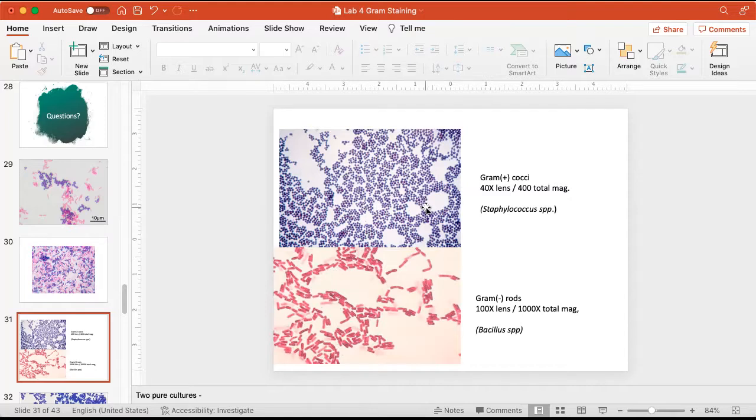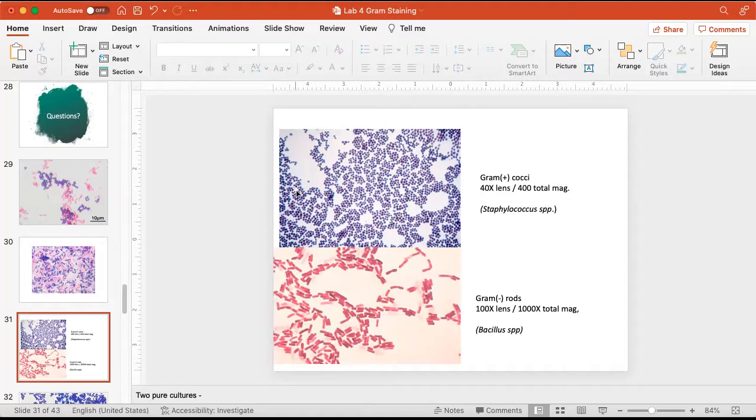This one happens to be a Staphylococcus. This one happens to be a Bacillus. Remember, you cannot identify bacteria from gram staining. I can't look at this and say, oh yeah, this is definitely Staphylococcus aureus, or this is definitely Bacillus subtilis. I can't do that. I don't have enough information. All I can tell you from a gram stain is the gram status, gram positive coccus, gram negative rod.